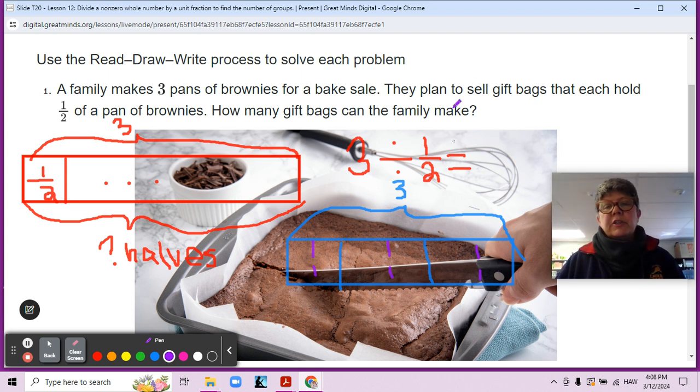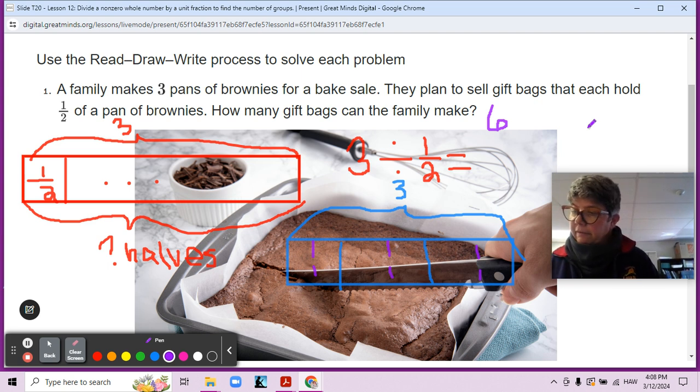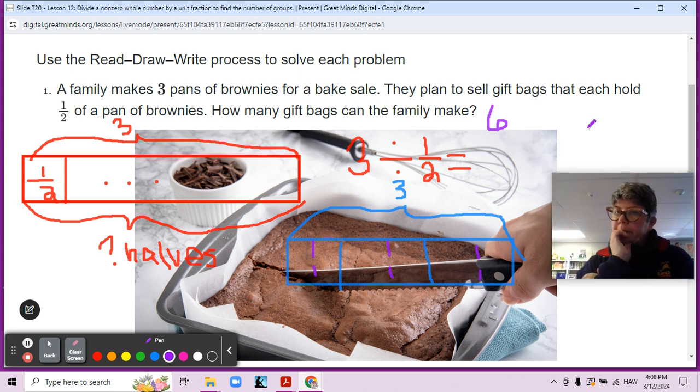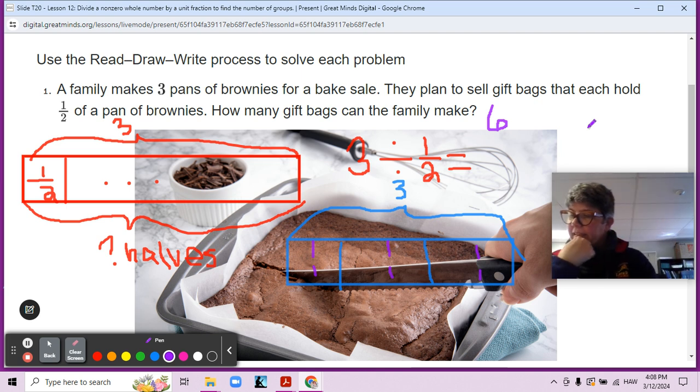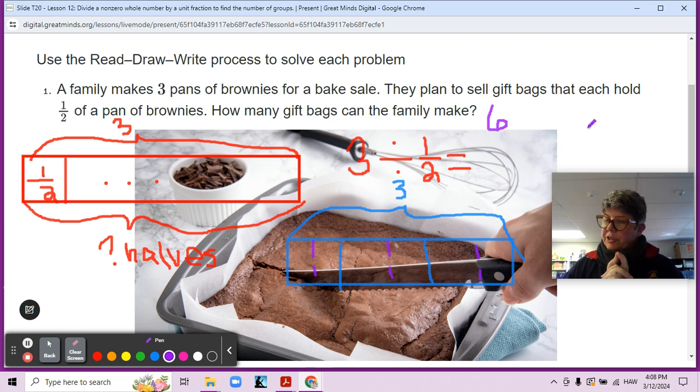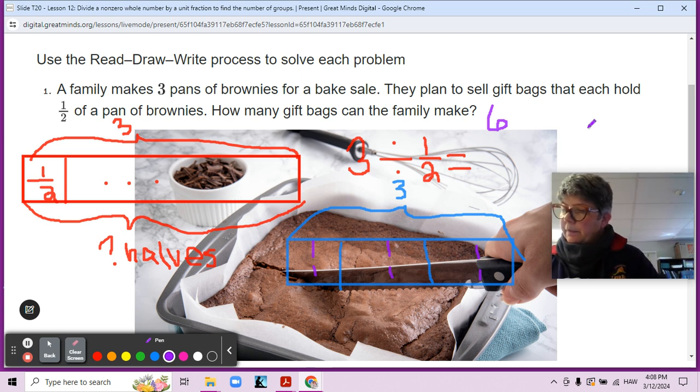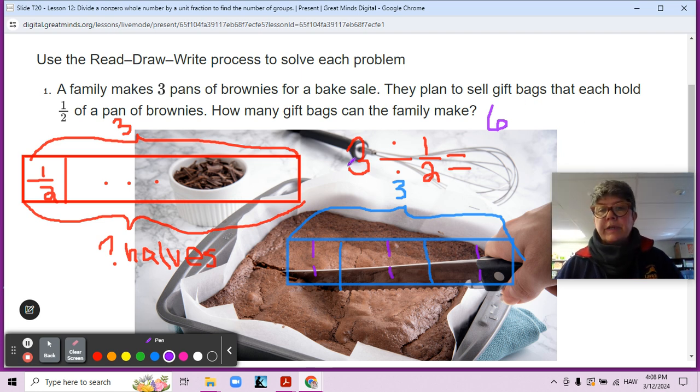So please make sure that you're writing a sentence. The family can make 6 gift bags. Sorry, it's really hard for me to write on the computer, so I'm not going to write out the whole sentence, but please do it yourself. Okay, now let's think about that. The family can make 6 gift bags of brownies. We needed to find out how many halves were in 3. What equation do we use? We use 3 divided by 1/2 equals 6, right?